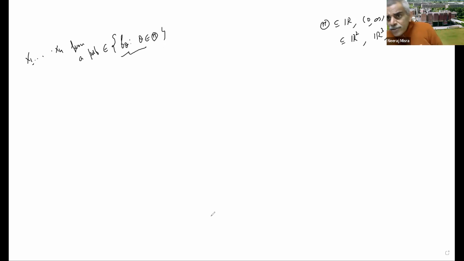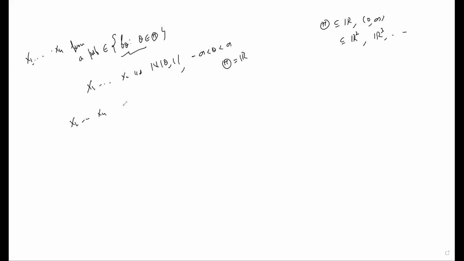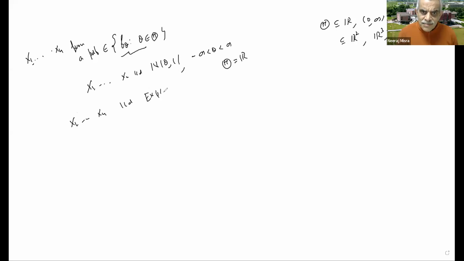What is the exact PDF, that I do not know. Since the functional form is known, exactly what I'm saying is I do not know what this theta is. So for example, when I say X1, X2, Xn are IID normal theta, 1, the parameter space I take as theta between minus infinity to infinity. So capital Theta is R, the whole real line. If X1, X2, Xn I say is IID exponential theta, in exponential theta, I know the density is 1 by theta, e to the power minus x by theta, if x is greater than 0, 0 otherwise.